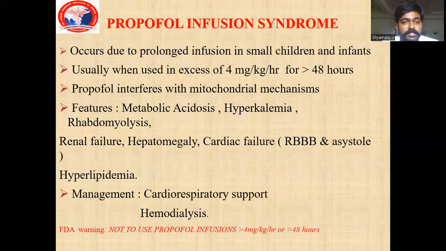Propofol infusion syndrome occurs due to prolonged infusion in small children and infants, usually when used in excess of 4 mg per kg per hour for more than 48 hours. Propofol interferes with the mitochondrial mechanism, causing metabolic acidosis, hypokalemia, rhabdomyolysis, renal failure, hepatomegaly and cardiac failure, right bundle branch block and asystole, and hyperlipidemia. Management is cardiorespiratory support and hemodialysis. So do not use propofol infusion at more than 4 mg per kg per hour for more than 48 hours.